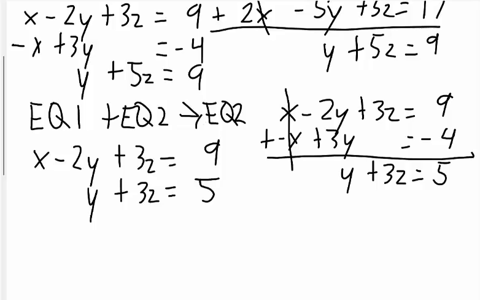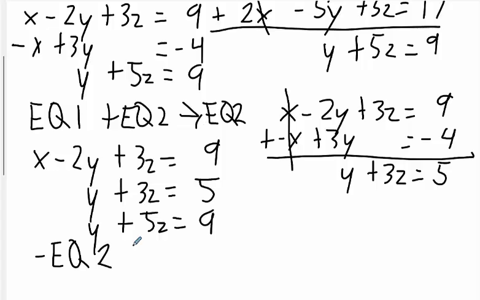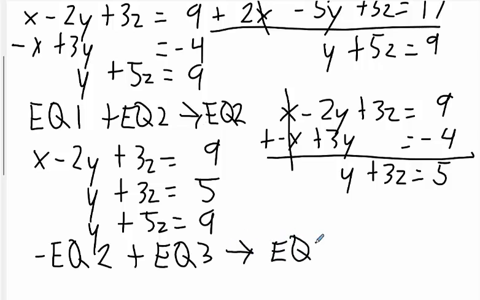So our third equation now is y plus 5z equals 9. So we want to get rid of that y in the third equation. We can do that. We're going to multiply the second equation by negative 1. So negative equation 2 plus equation 3, and we're going to replace equation 3.